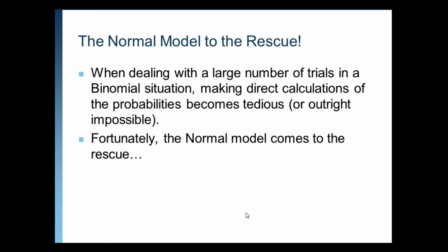So when we're dealing with a large number of trials, for instance, we're flipping a coin 10,000 times, and we want to know what's the probability that we get 5,500 heads. The normal model is an interval, so we would want to know the probability that we get between 5,000 and 5,500 heads if we were to flip a coin 10,000 times. We could figure that out using the normal model, as long as we know the mean and the standard deviation, which we'll know how to calculate.